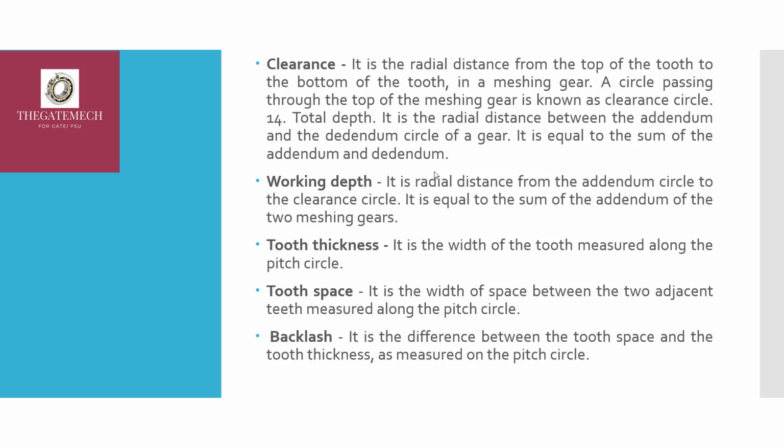Now the next term is working depth. It is the radial distance from the addendum circle to the clearance circle. It is equal to the sum of the addendums of the two gears. Tooth thickness is the width of the tooth measured along the pitch circle. Tooth space is the width of the space between two adjacent teeth measured along the pitch circle. Backlash is the difference between the tooth space and the tooth thickness measured on the pitch circle.